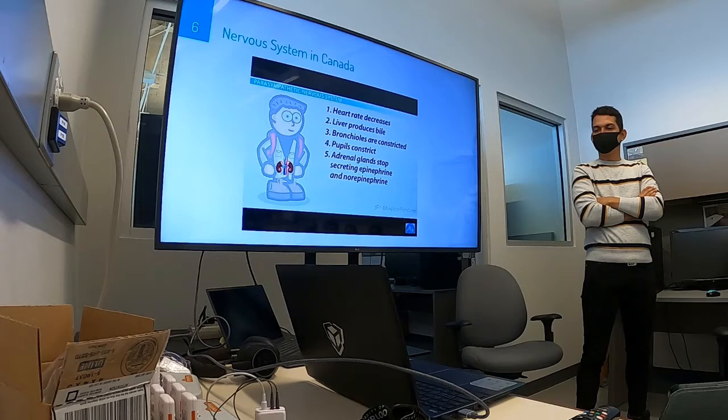Number six, digestive activity is stimulated. Phil survived his encounter with the bear, and his body can now continue digesting his breakfast. He'll need the energy to replace some of the reserves he used to run away from the bear. Number seven, the bladder contracts. Without an immediate threat around, Phil may now feel the need to relieve himself if he has a full bladder.